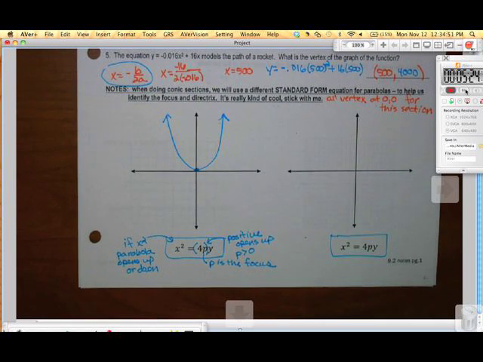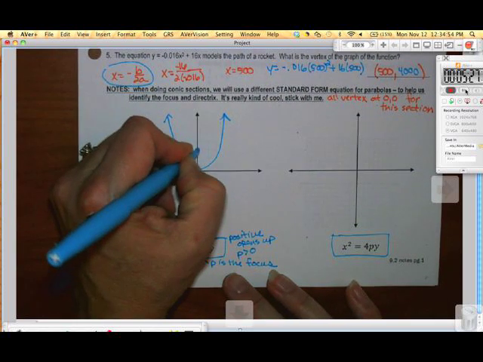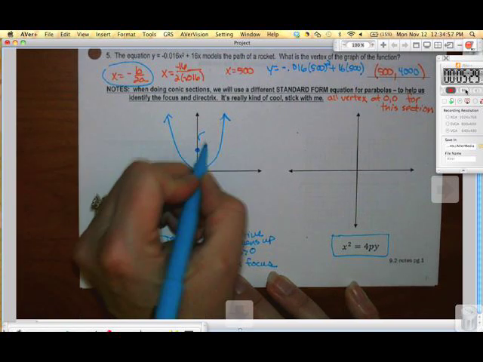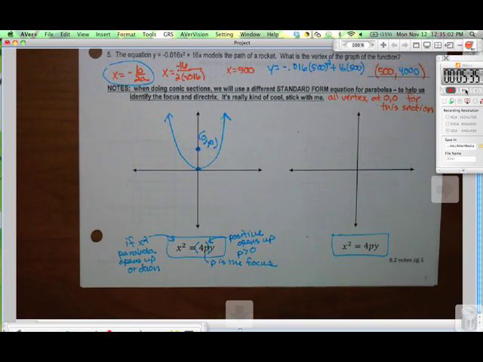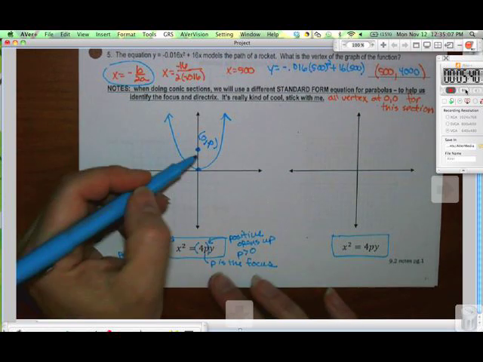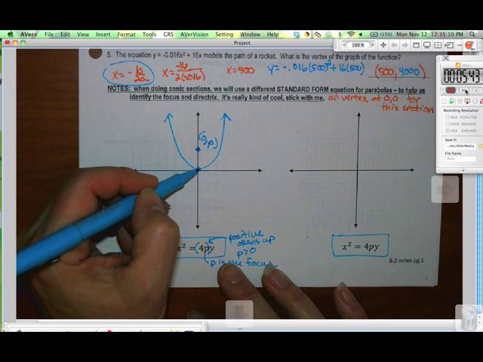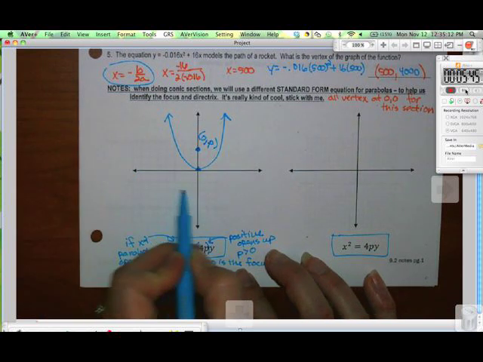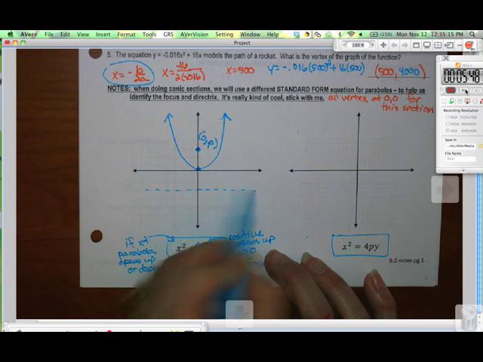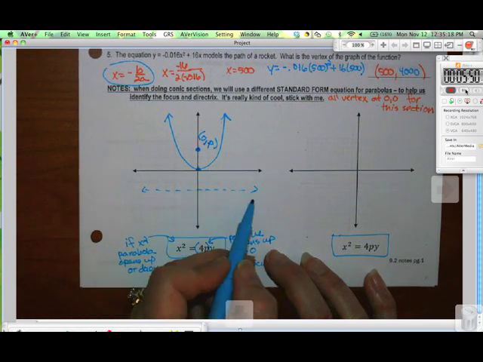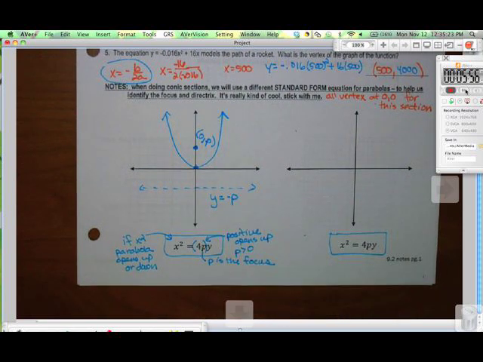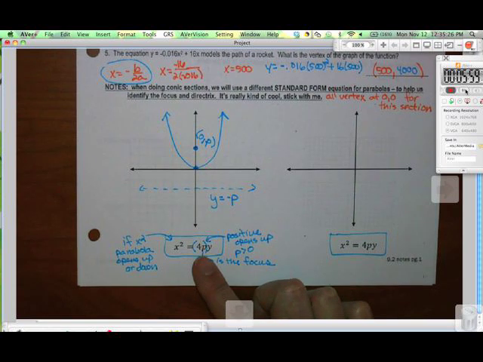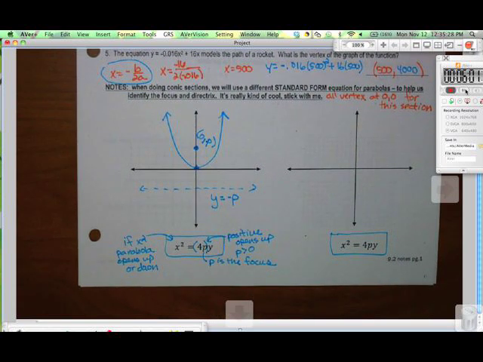And if it opens up, you know that the focus is going to be somewhere here, and it's an ordered pair, which means that x is going to be 0, and p is going to be the y coordinate. And then the directrix is a line exactly opposite this distance on the other side of the vertex. So I'm just going to sketch a line here. Since it's a horizontal line, it's going to be y equals the opposite of whatever p is. y equals negative p. And you can see p is part of the equation, which we'll be able to solve. And I'll practice that with you later.